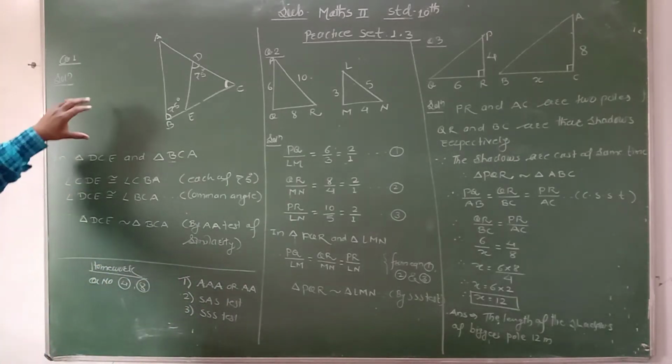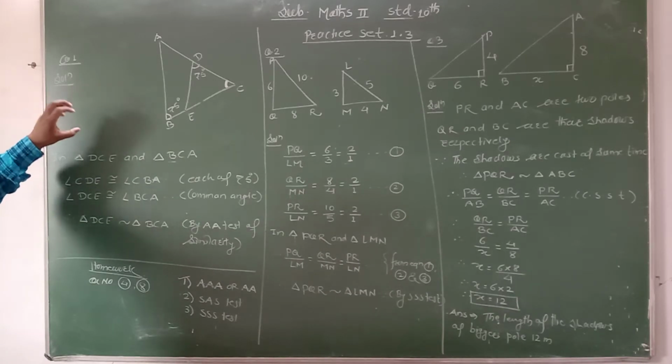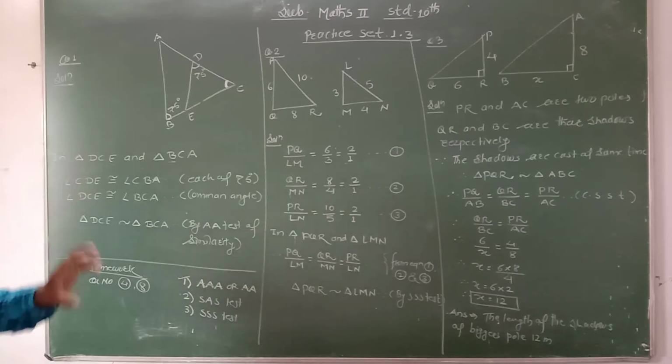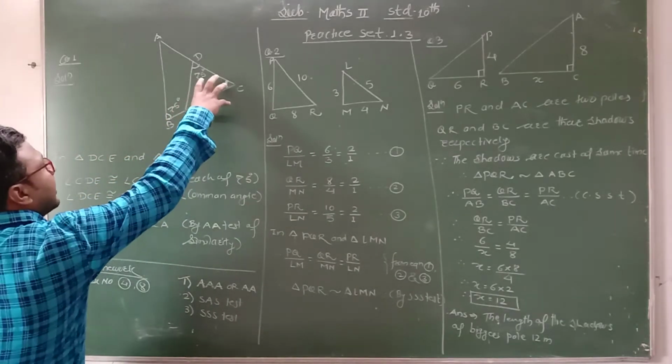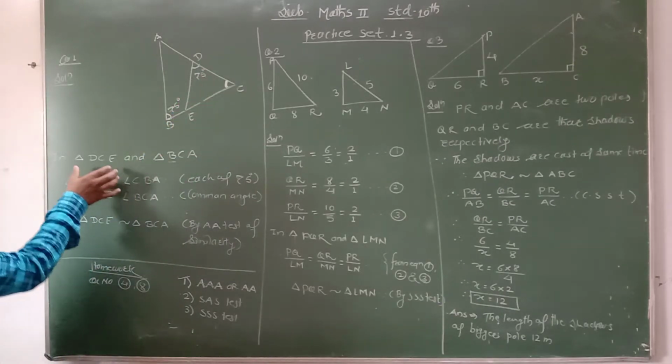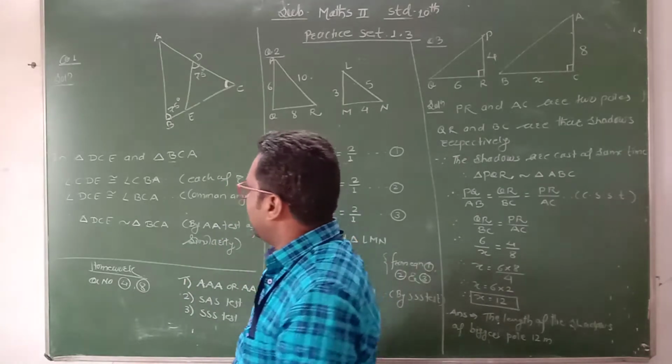To prove the two triangles are similar or not, first we have to take the two triangles with right correspondence. First I take the small triangle DCE. Here I name this triangle DCE. Then write the second triangle with the right correspondence.